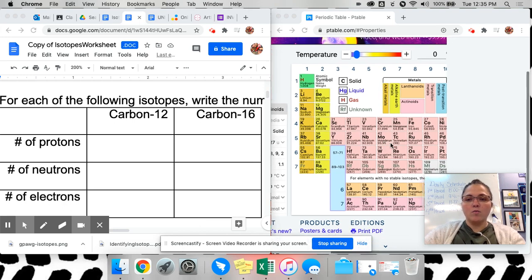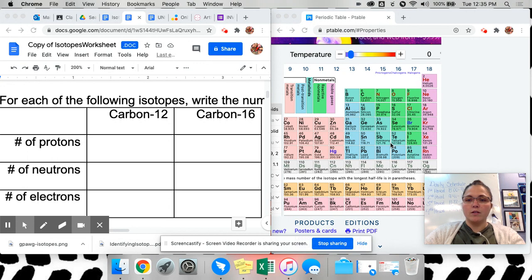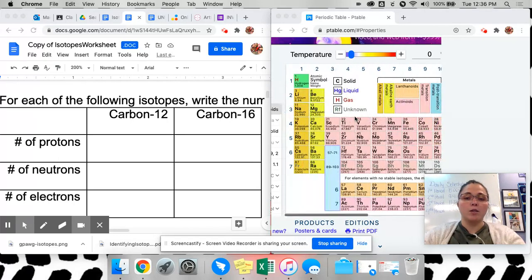Okay, so to determine the number of protons, neutrons, and electrons for an isotope, the first thing you're going to need is a periodic table. I did give you a link to this periodic table in your classroom assignment, but if not, you can just open up a new tab or window and go to ptable.com, and that is an interactive periodic table.